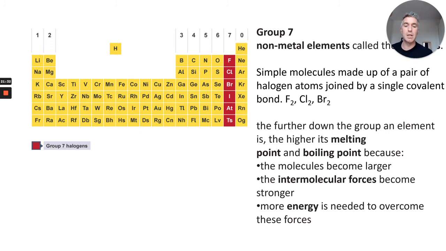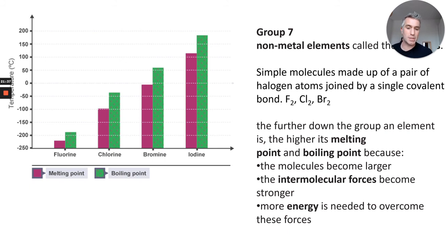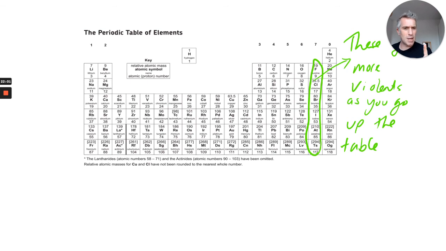As they go down the periodic table, their melting point and boiling point also increase. Fluorine boils at minus 200 degrees, whereas chlorine minus 50, bromine plus 50. So as they go down, again, because they are bigger, more energy is needed to overcome these forces. So as you go down the periodic table, they get bigger, so their boiling points go up and their melting points go up.